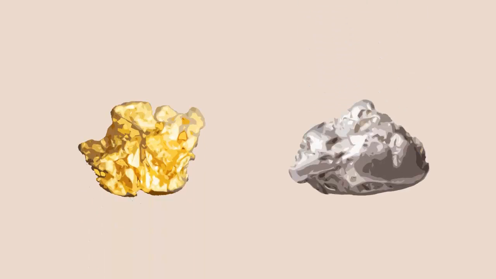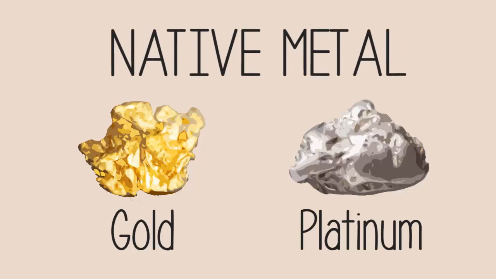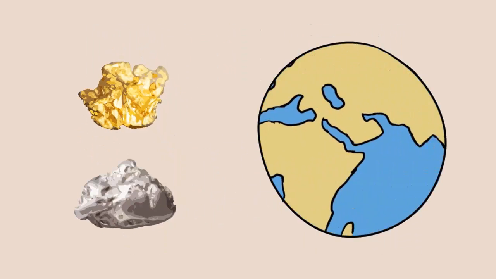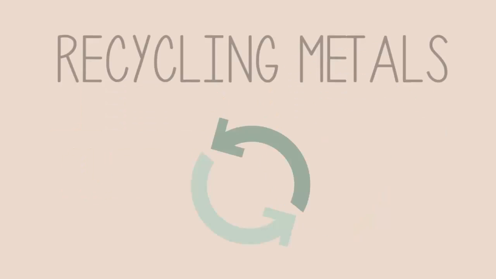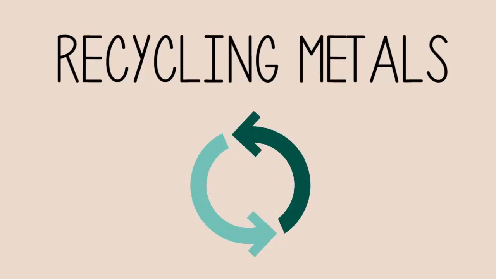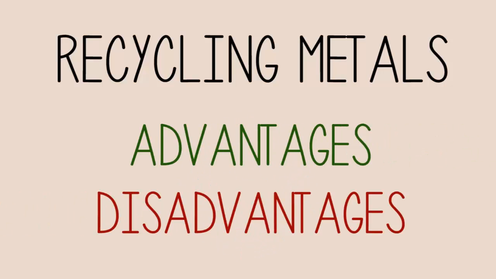Other less reactive metals, such as gold and platinum, can be found naturally as native metal. The issue here is that there is a finite or limited supply of these metals on Earth. In this lesson, we will learn about recycling metals and the advantages and disadvantages to these industrial processes.